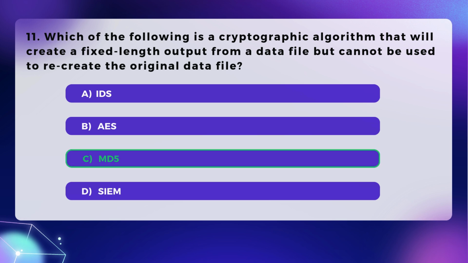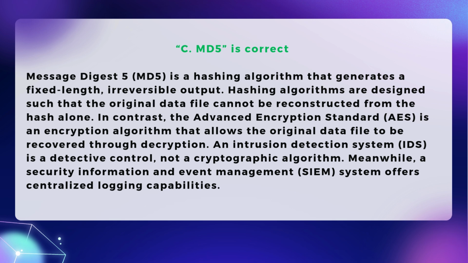The correct answer is C. MD5. Message Digest 5, MD5, is a hashing algorithm that generates a fixed-length, irreversible output. Hashing algorithms are designed such that the original data file cannot be reconstructed from the hash alone. In contrast, the Advanced Encryption Standard, AES, is an encryption algorithm that allows the original data file to be recovered through decryption. An intrusion detection system, IDS, is a detective control, not a cryptographic algorithm. Meanwhile, a security information and event management, SIEM, system offers centralized logging capabilities.